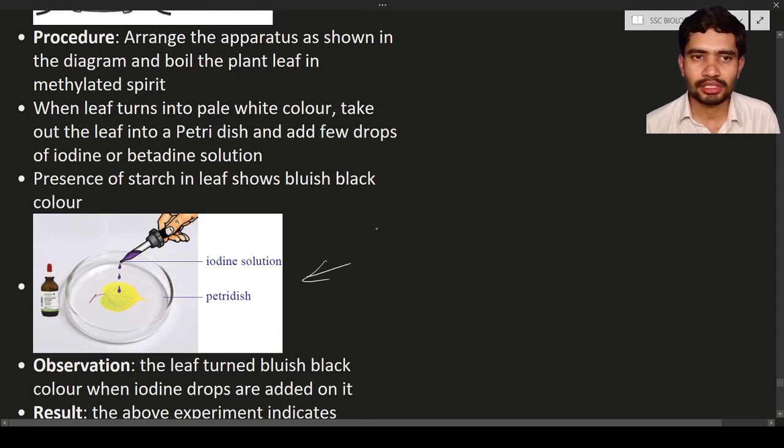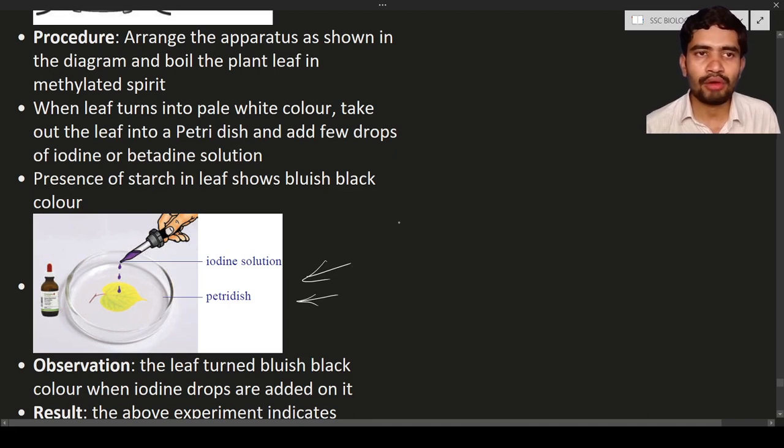What is responsible? Here you have boiled the leaf in methylated spirit, so the spirit dissolves the chlorophyll. Chlorophyll is a green color pigment. So the leaf loses the chlorophyll, and as a result, the leaf turns pale white or yellow in color. Now take out the leaf and put it in the petri dish. A petri dish is nothing but a small glass plate. Put it on the petri dish with the help of a brush or forceps.